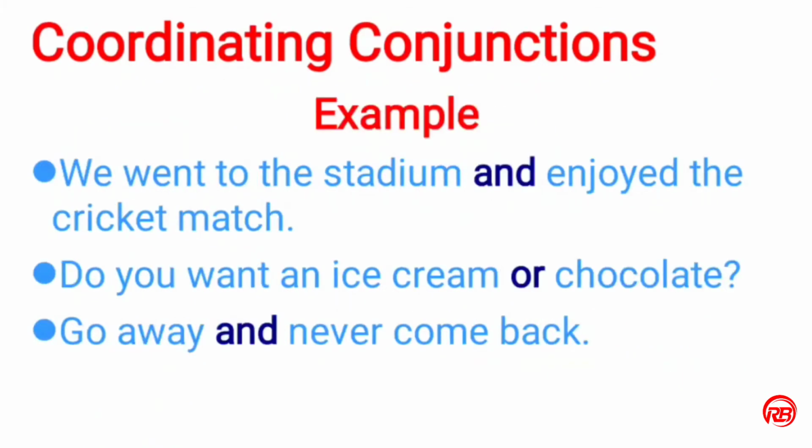For example, we went to the stadium and enjoyed the cricket match. Do you want an ice cream or chocolate? Go away and never come back. In these examples, and, or, and are coordinating conjunctions.